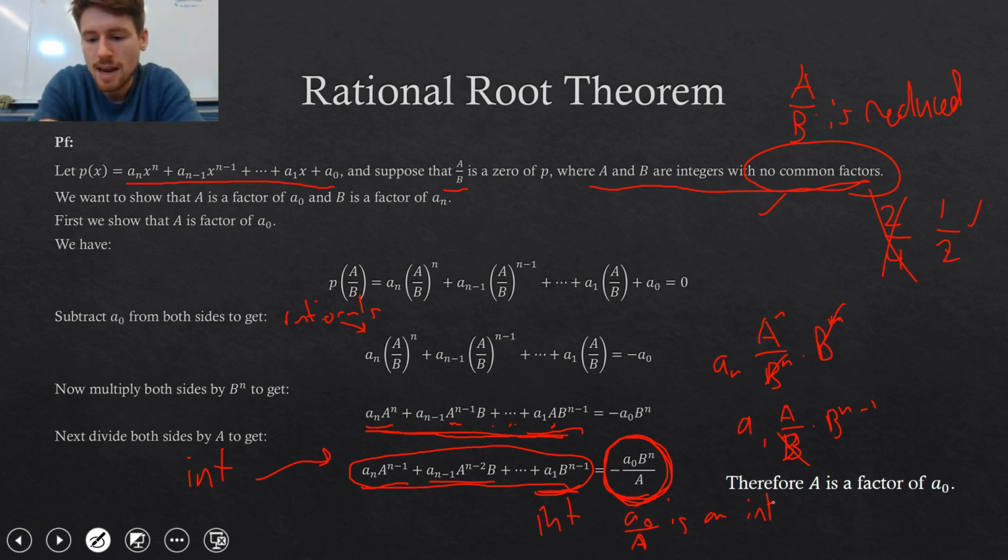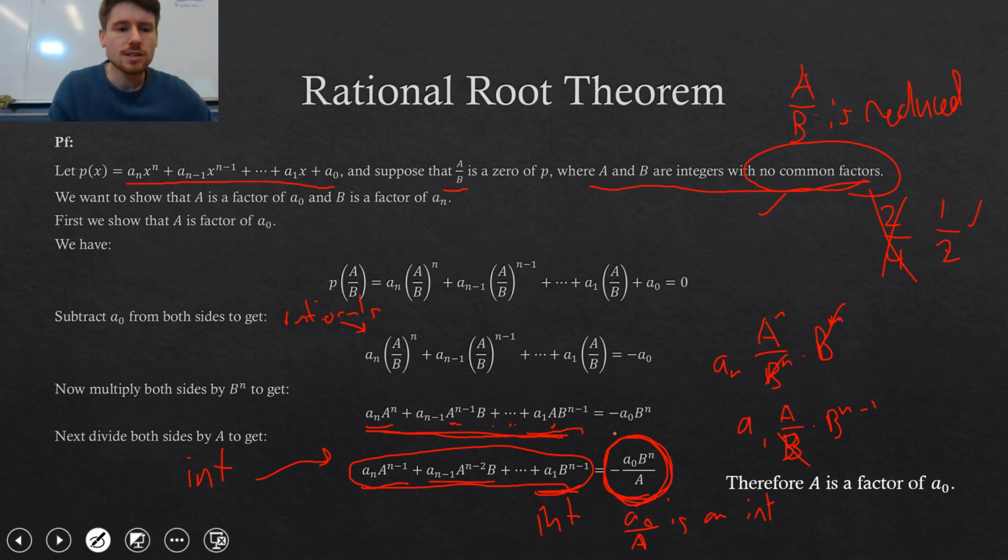And so that says that A is a factor of a0. It comes down to the fact that over here on the left we have an integer, and on the right we have an integer, and so the only way for that to be true is if that fraction a0 over A was actually a whole number. And so big A has to divide a0. Because it's not dividing b to the n because they don't have common factors. Okay, so that's showing A is a factor of a0.